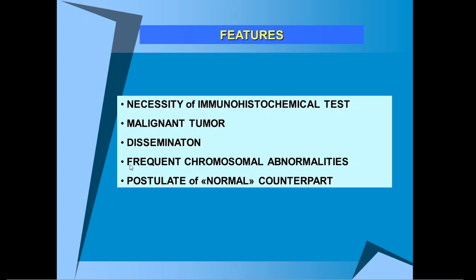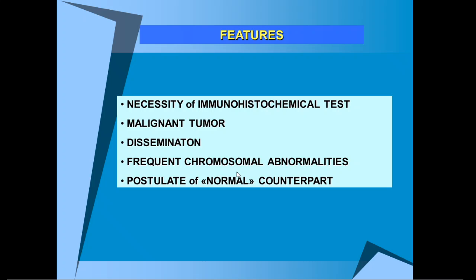Next one, frequent chromosome abnormalities. We discuss some examples today, and you need to remember, when we are talking about chromosomal abnormalities, the most common point, your first thought should be about hemoblastosis.